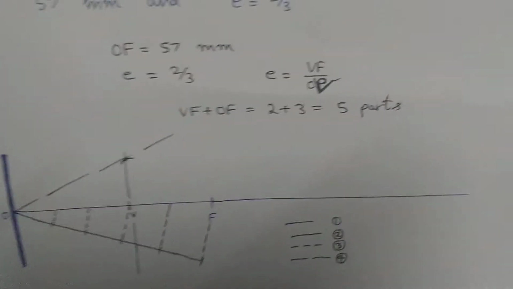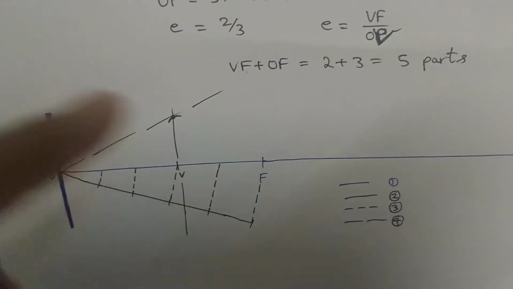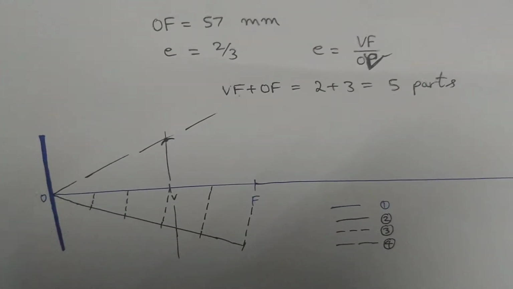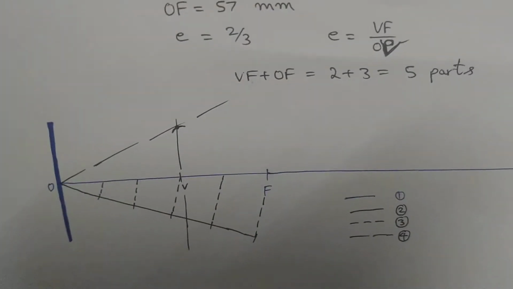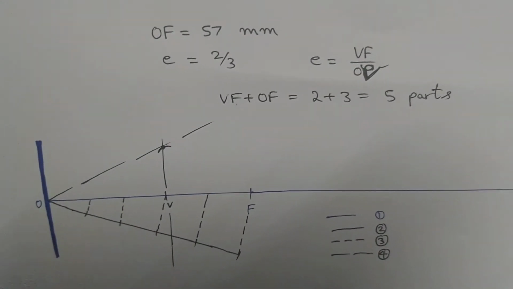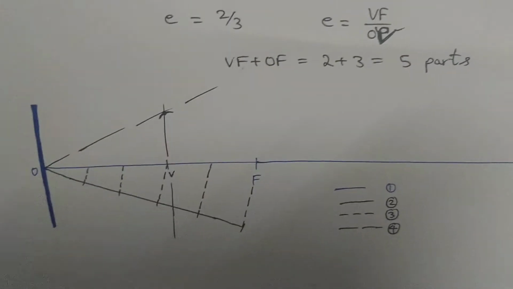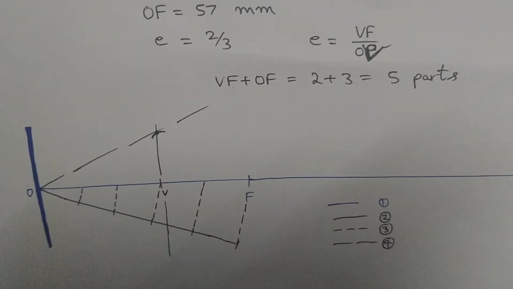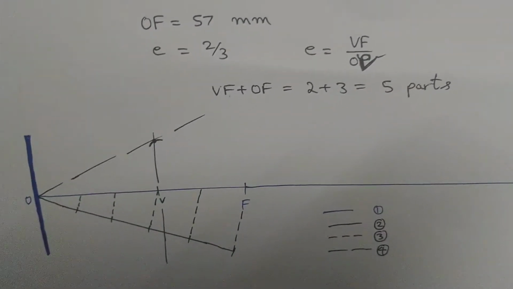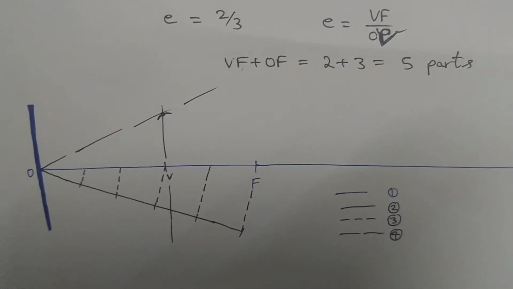Step 2. I've got 5 parts, so I have to divide OF into 5 equal parts. So what I'm going to do is draw a random line in between the directrix and the axis. Just a random line, it can be of any angle. Because I have to divide OF into 5 parts, I'm going to take it in multiples of 5. I can take 5 centimeters or I can take 10 centimeters. Divide it into 5 equal parts. This is my second step.